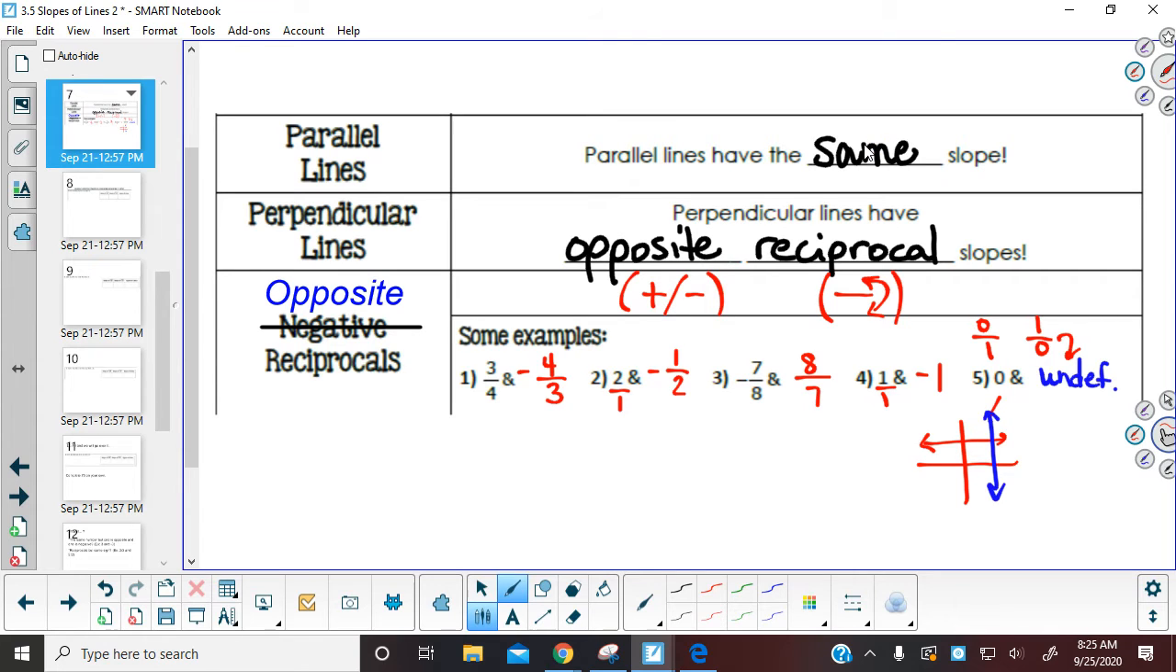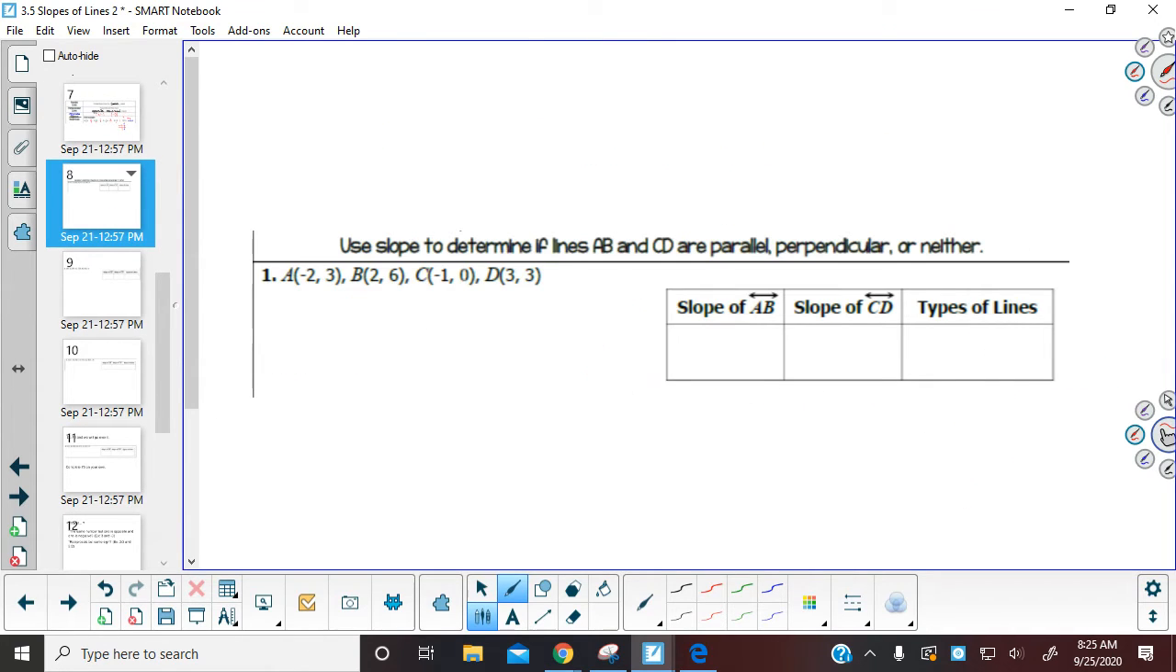so that is why your answer then becomes undefined. Okay, so what we're going to look at is we're going to practice using some slope, like the stuff that you guys have already done previously. And we're going to look at the slopes and then compare them.